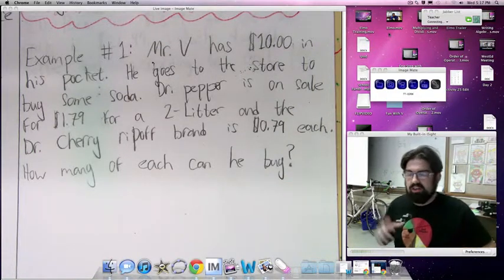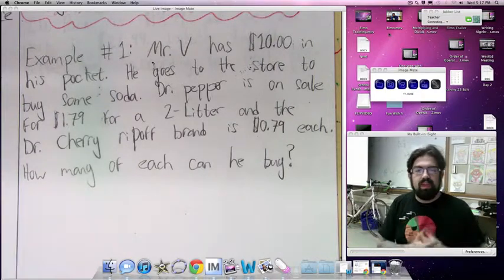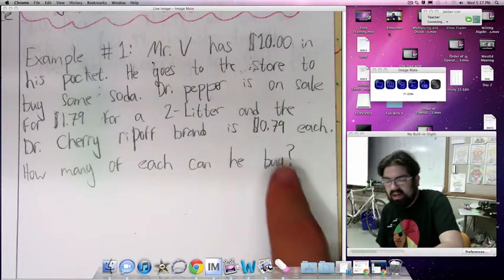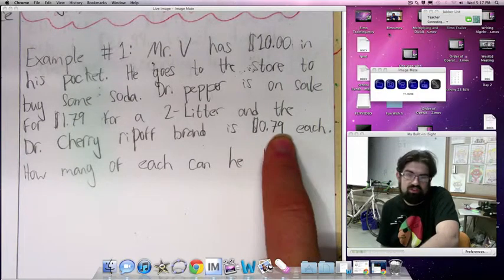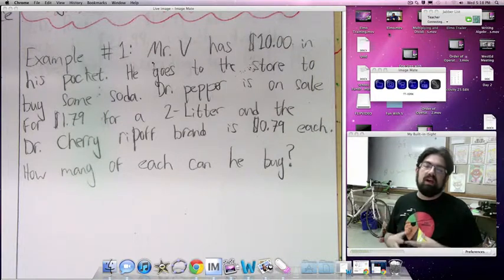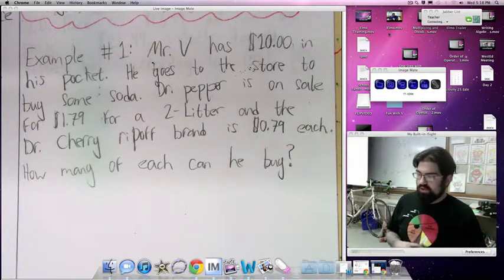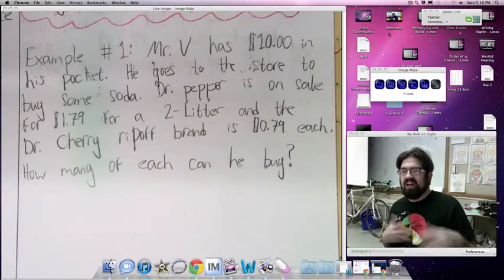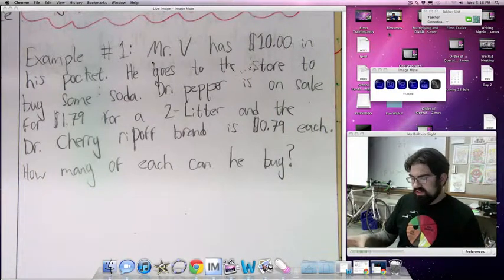Okay, so we got $1.79 for the Dr. Pepper, and then we got 79 cents for the Dr. Cherry. By the way, I don't say dollar because there's no dollar. It's just 79 cents. How many of each can he buy? All right, so I'm at the grocery store, and I'm thinking, here's Dr. Pepper. It's $1.79. Here is the generic stuff for 79 cents.